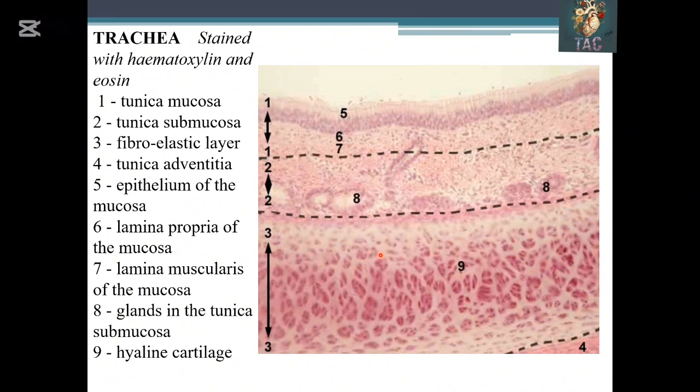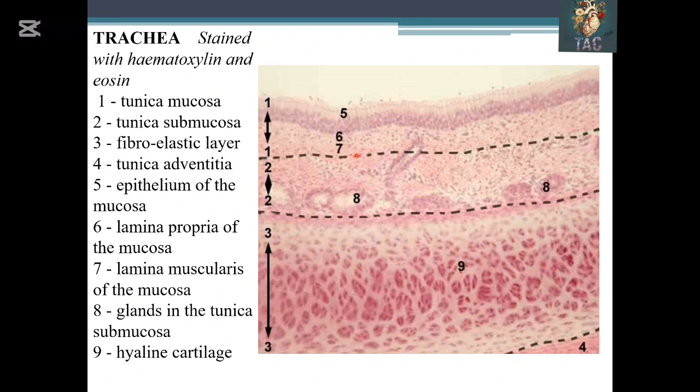Here again is a beautiful diagram of the trachea. Labeled one is the mucosa. This mucosa in turn consists of the epithelium, which is pseudostratified columnar ciliated with goblet cells. Then is the lamina propria, which is loose connective tissue, and then the lamina muscularis mucosae. From this point to this whole area is the submucosa, which contains glands; this one is the duct of the gland. Then the third layer is the cartilage layer, which is fibroelastic, and outer to this is the adventitia.